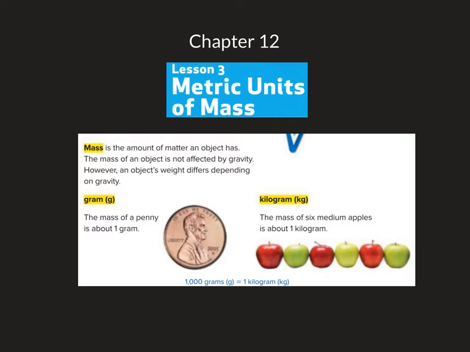So mass is the amount of matter an object has. It's very similar to weight, but it's not weight, because weight is affected by gravity and mass is not. So what I mean by weight is affected by gravity: if you stand on a scale here on Earth, you're being pulled towards the center of the earth and the scale measures how much push you're putting on it, right?